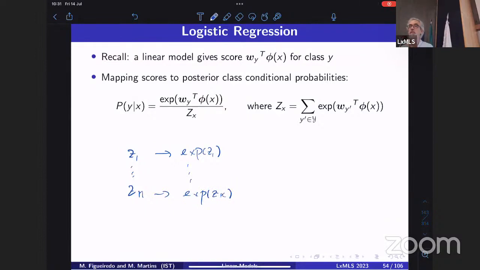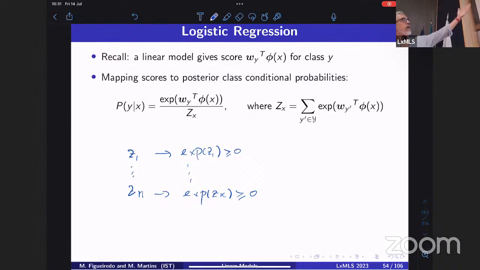What do you gain from these? Now they're all, regardless of what the Z's are, these are all larger or equal than zero. Exponentials are larger or equal than zero, but they still don't necessarily sum to one. What do we need to do next to make them sum to one? You divide by their sum, right? Now you take them all and divide by their sum. That's what it's done there.